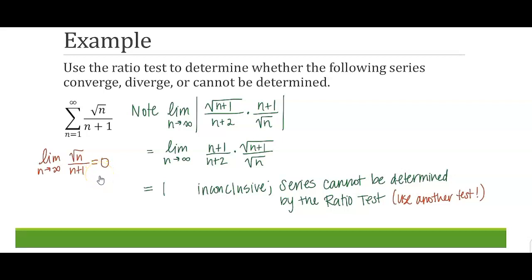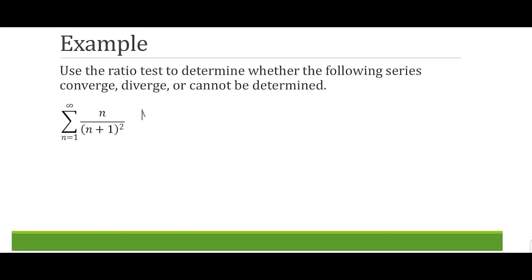It also is inconclusive. In this example, we'll go ahead and apply the ratio test again. The limit as n approaches infinity of the absolute value of a sub n plus 1. So we'll substitute an n plus 1 here. So we have n plus 1 over the quantity n plus 2 squared after substituting an n plus 1 here. And then we'll go ahead and multiply by the reciprocal. We have n plus 1 squared over n.